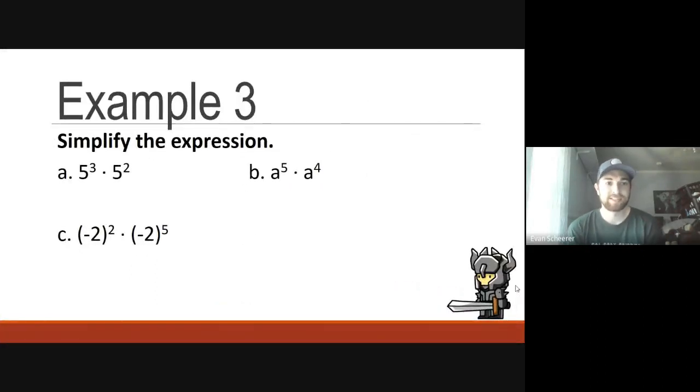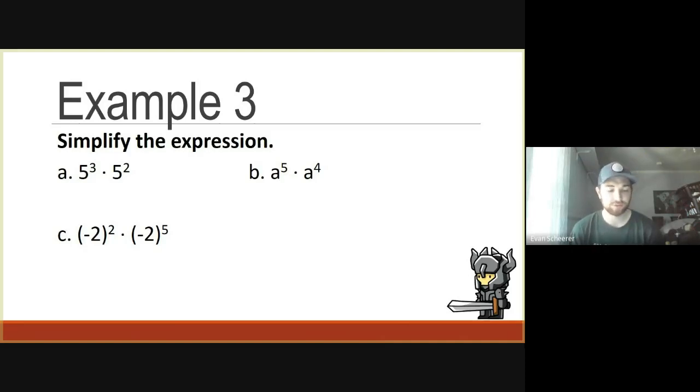So we're going to simplify the expression. So we don't need to give an answer this time. We're going to keep them as exponents, but we're just going to simplify. So one way that we can simplify is to break everything up. Notice with A, B, and C, we have the same base. For A, the base is 5. For B, the base is a. For C, the base is negative 2. So since we have similar bases, we can kind of put them together.